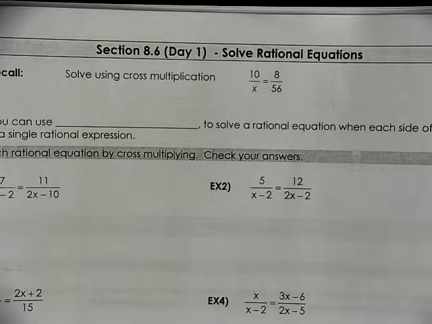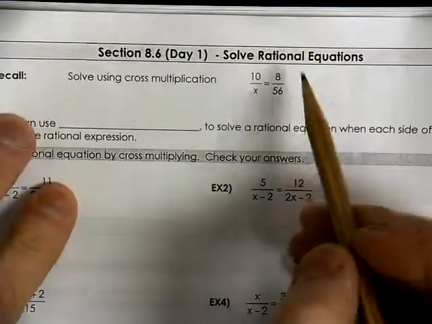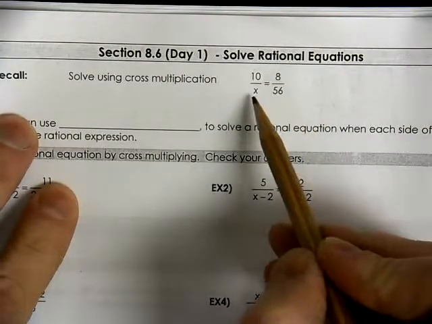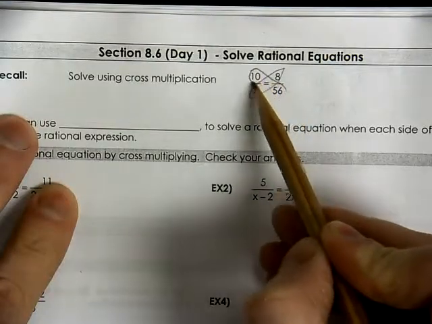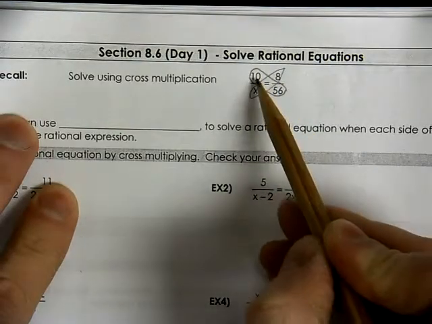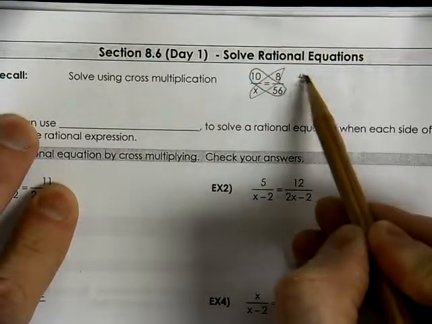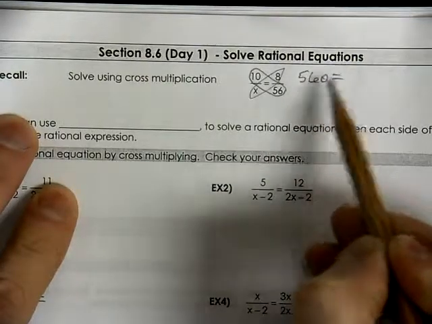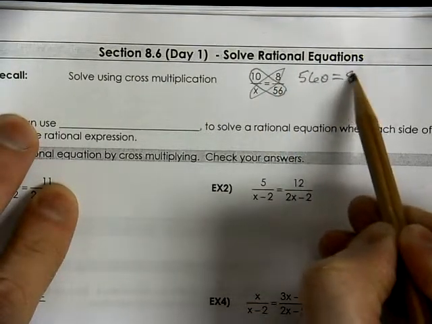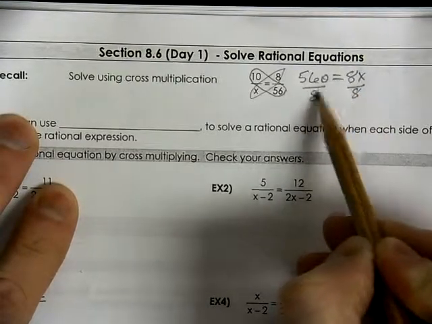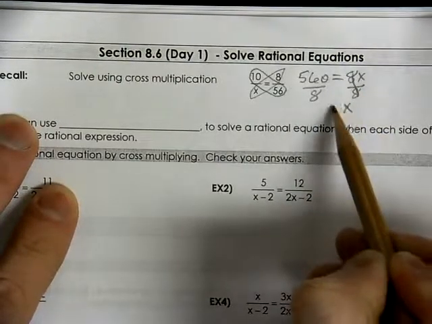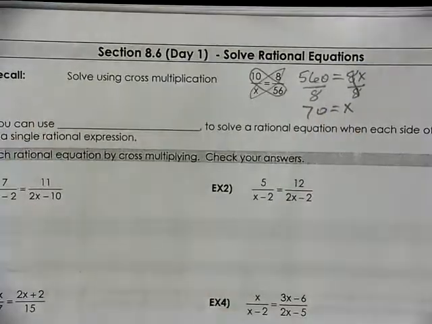This is section 8.6, day 1. To solve a simple proportion, we're going to cross multiply. 10 times 56 is 560. 8 times x is 8x. Divide by the 8. X would be 70.